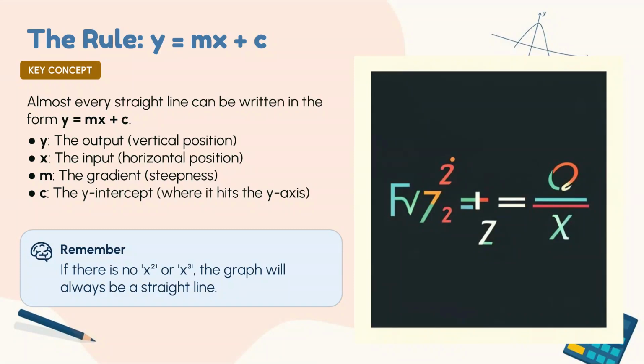Now, let's look at the most important form for straight line graphs. Almost every straight line can be written in the form y equals mx plus c. Here, y is the output, or vertical position. X is the input, or horizontal position. M is the gradient, which tells us the steepness of the line. C is the y-intercept, which tells us where the line crosses the y-axis. A useful rule to remember is this. If there is no x squared or x cubed, the graph will be a straight line.